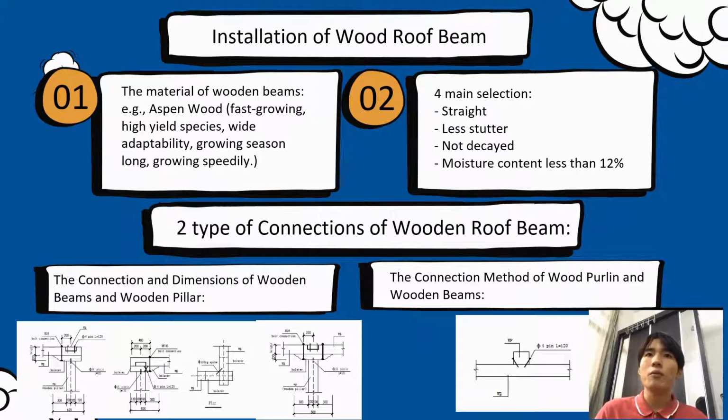Whereas there are four main selection criteria for wood beams, such as straight, fewer knots, good preservative conditions, and the moisture content shall not exceed 12%. As you can see, there are two graphs that show the connection in the wooden roof beam respectively.